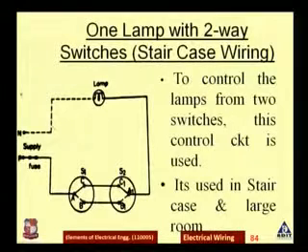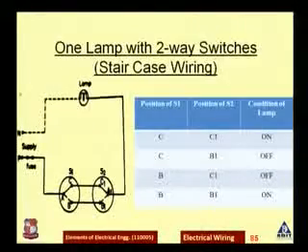So to control the lamp from two switches, this control circuit is used. It is used in the staircase and in some large rooms also. So how will this circuit be controlled, or how will this lamp glow? Whether I should put this switch on or this switch on, or any one of them? No, it is not like that. We will see how these two switches are used to control the one lamp.